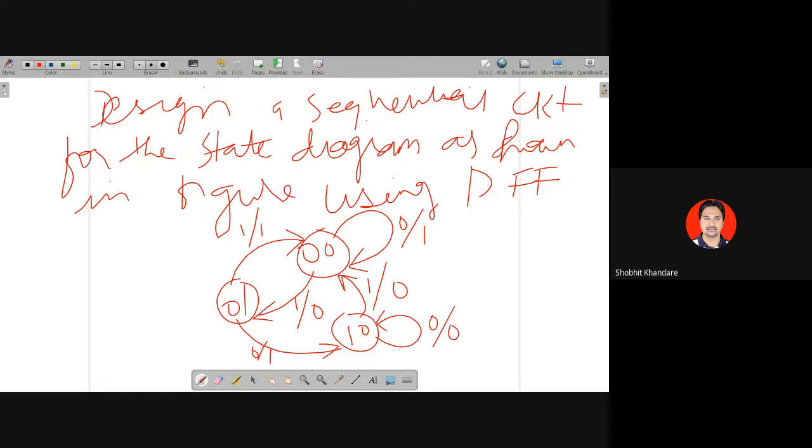Now using this state diagram, can you draw the state table? Shall I proceed further now? Yes, sir. Now using this, please draw the state table.